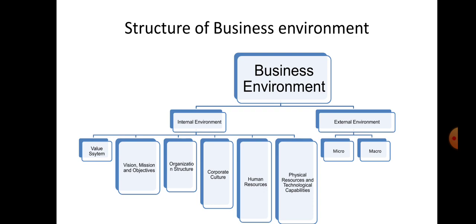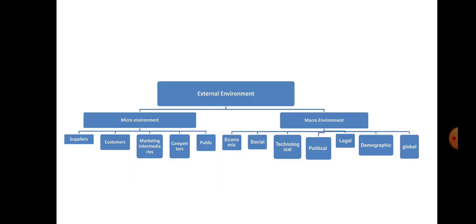Clearly we can differentiate the business environment into two broad categories, that is internal environment and external environment. In internal environment we have the value system, then it is about the firm, vision, mission and objectives of the firm, and organizational structure, corporate culture, human resources, physical resources and technological capabilities. In external environment we have micro and macro.